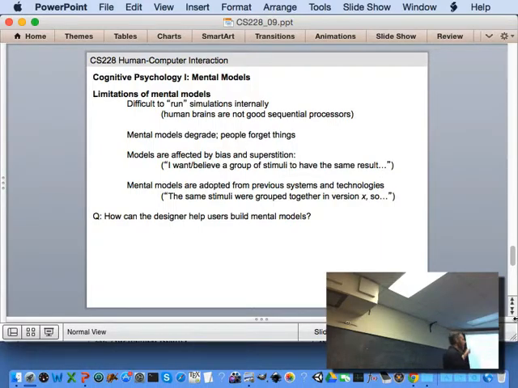Okay. What can we do as we're designing our system to help our users build up an appropriate mental model of our system? We've kind of talked about some of these things already. What can you do to make this overall process of building up mental models easier?